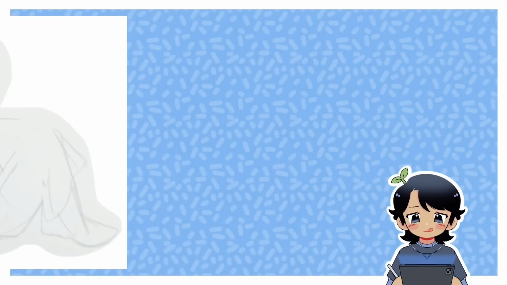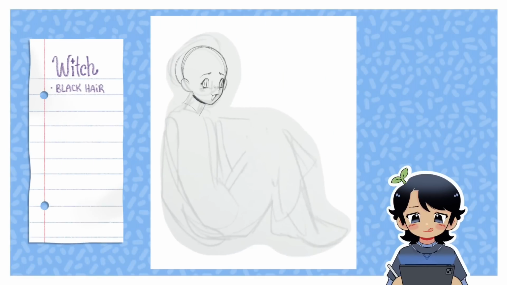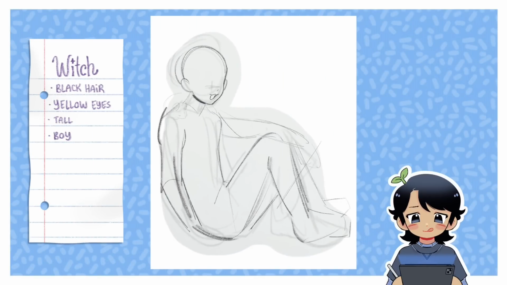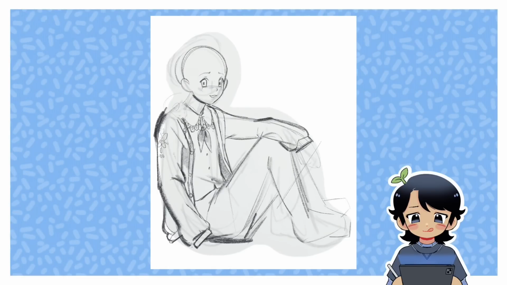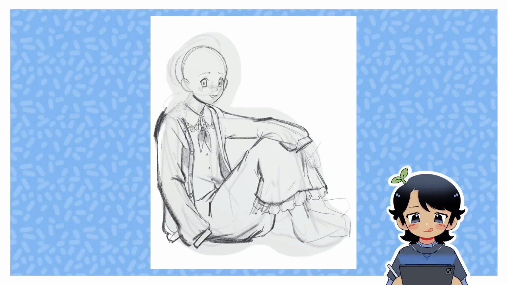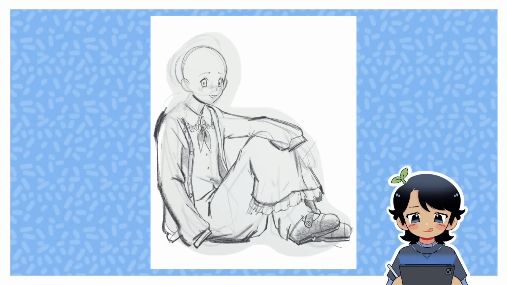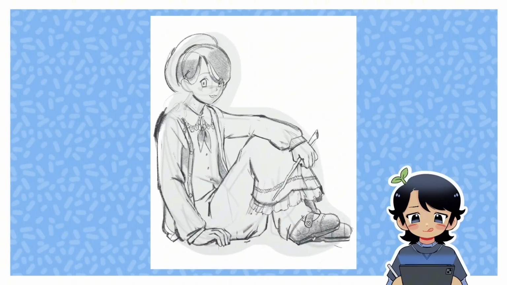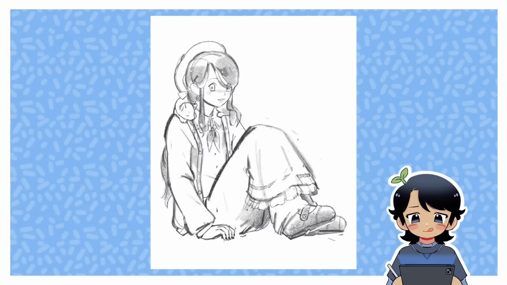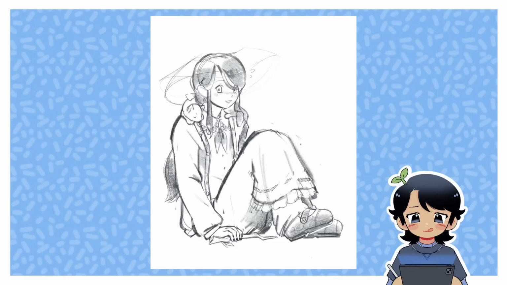For my witch character, my results were black hair, yellow eyes, tall, boy, light skin, extra long hair, a wand as an accessory, cottagecore fashion, a sable as a familiar, and freckles. This was another design that I was struggling with. Cottagecore mainly leaned more feminine, so I could adapt it to be more masculine, or I could just let him wear girls' clothes. And I let him wear the girls' clothes. I just love drawing girls' clothes more than boys' clothes.